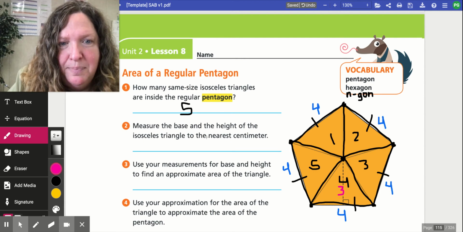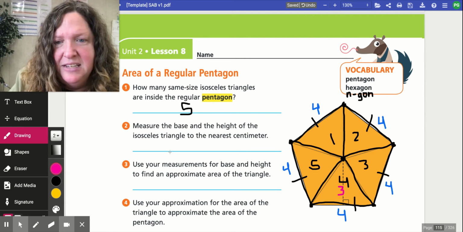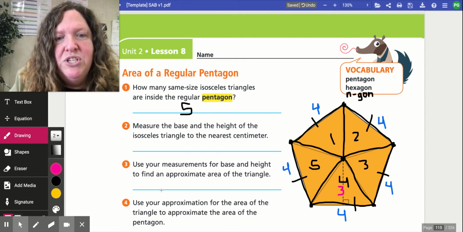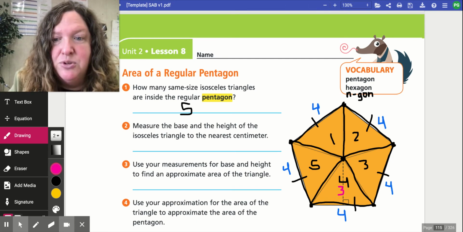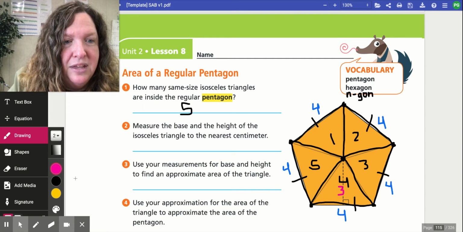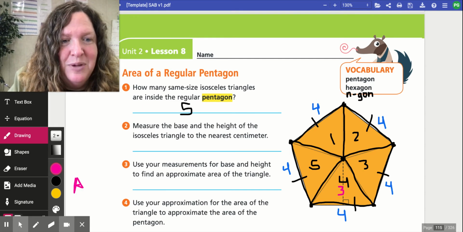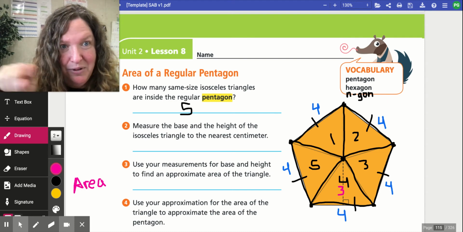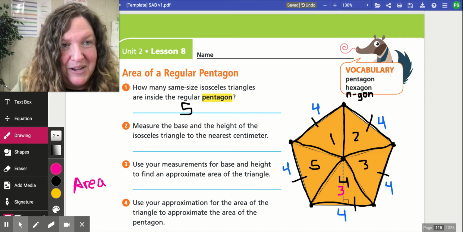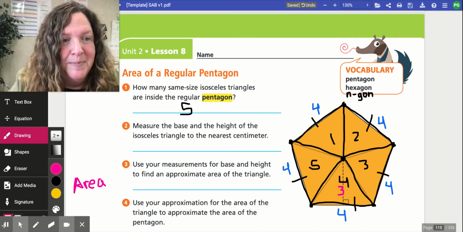So here we go. Measure the base and the height. We've done that. Number 3, use your measurements for base and height to find the area of the triangle. We know the area of a triangle. Write this with me. If you don't know this, pause and think about it. Pause this, write that. Well, how do we find what's the formula for an area of a triangle? Pause and come back.